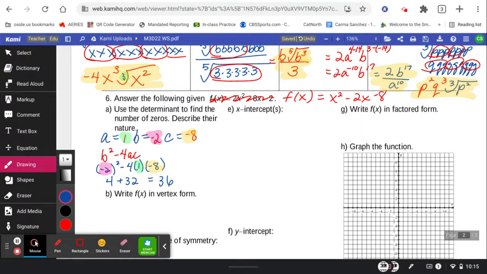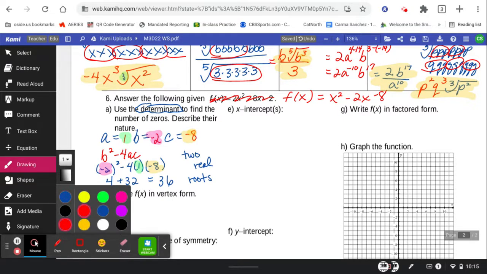Now recall that if my discriminant is a positive number, there are 2 real roots. If my discriminant is negative, there are no real roots. If my discriminant is 0, there's 1 real root. Okay, let's go get the x-intercepts for this function then.